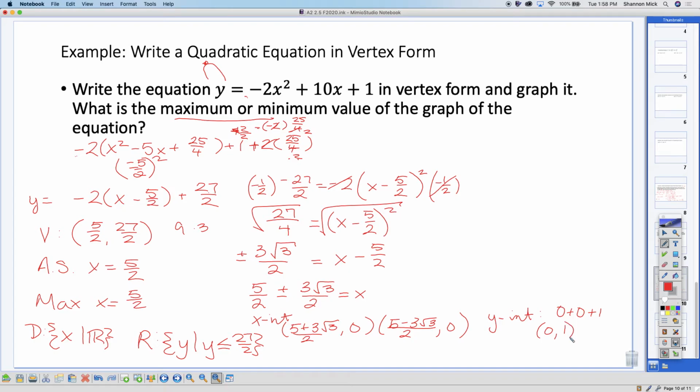So graphing this thing is going to be pretty ugly, right? That would be what, 2.5? And 1, 3, 13.5? And I go through 1, right?